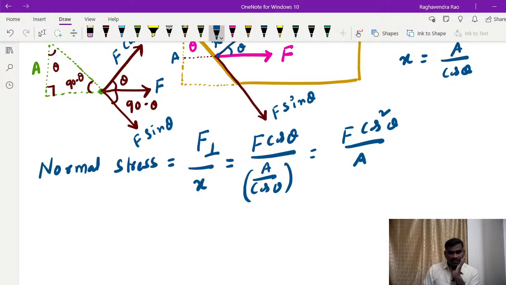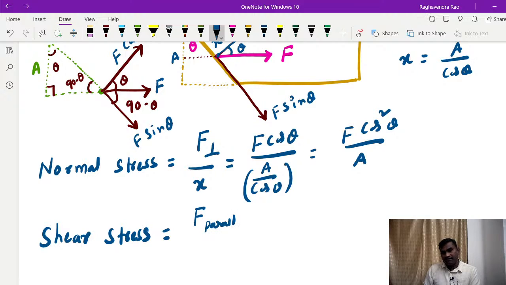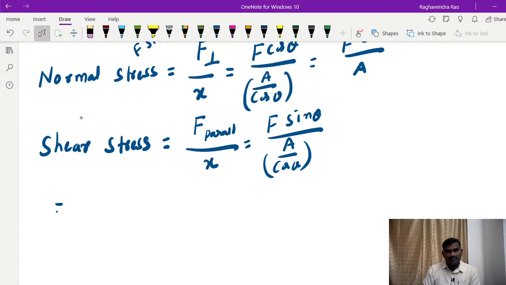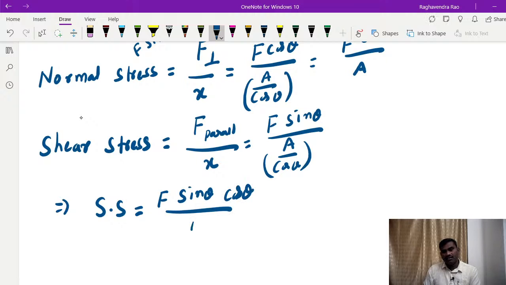Now shear stress is equal to the tangential component, or parallel to the surface, by the area of cross section X, which is equal to F sin theta by X. What is the value of X? X is nothing but A by cos theta. That implies shear stress is equal to F sin theta cos theta by A.